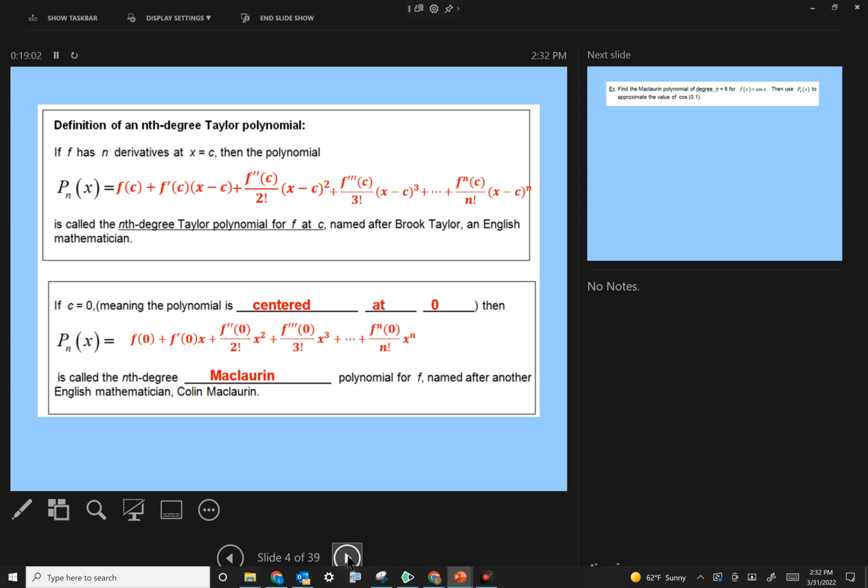So the one we did a minute ago on the graph, we were looking at the Maclaurin polynomial for the sine function. We looked at the first degree of the tangent line, then we looked at the third degree, and then we looked at the 5th degree, and so on.